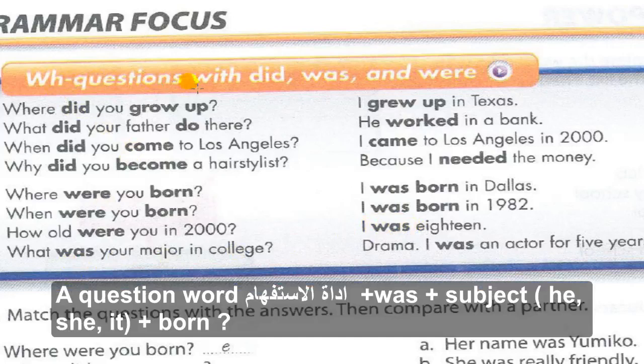WH questions with was. What was your major in college? Drama. Drama was my major in college. I was an actor for 5 years. So here, what was? Question word, what. Was, subject, your major. What was your major in college? What was it? It was drama. I was an actor for 5 years.